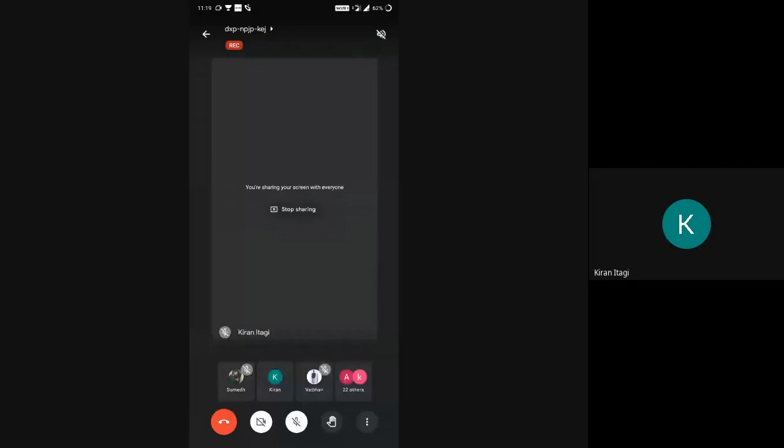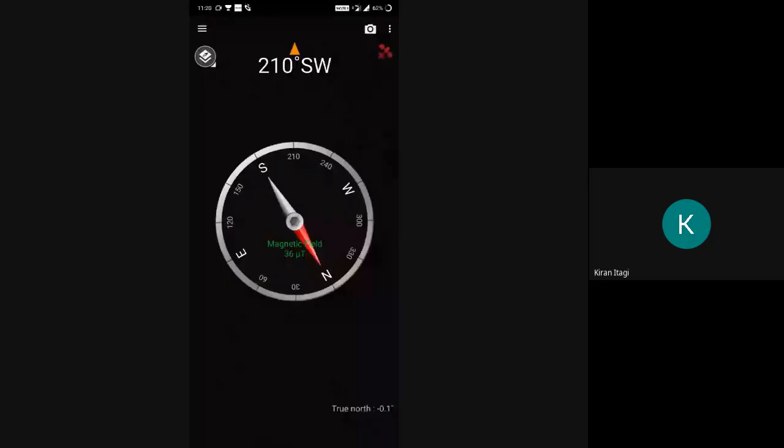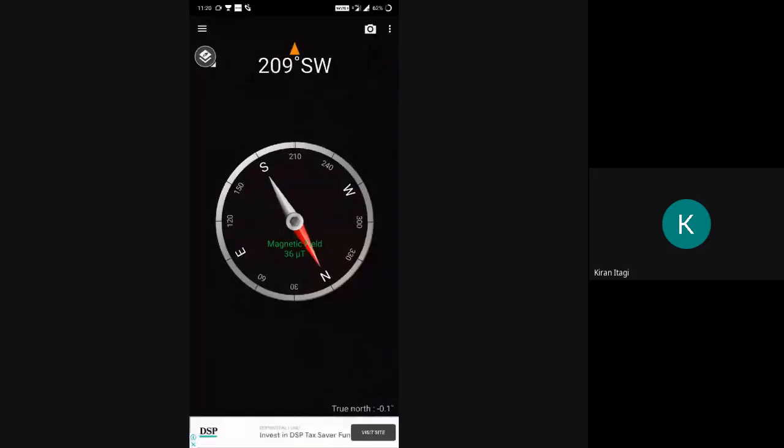So I'm showing, actually I should take the prismatic compass and explain in the class, but it is not possible now. So what I'm doing, I'm using an app on the mobile, and I'm showing you how the prismatic compass works and how we will take the angles. You can see the north side is marked with the red color, and it is pointing towards the north side only.